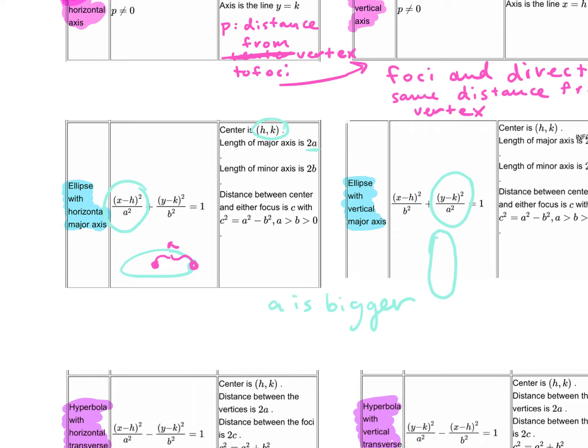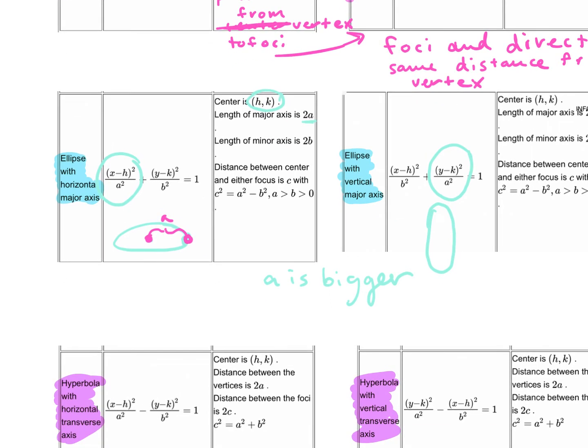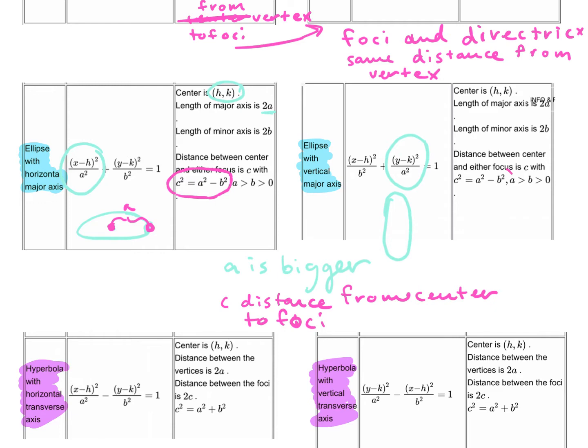And then we use this formula here to find our A, B, or C. So depending on what the question asks, sometimes it could give you A and B, you have to find C. You use C to find the foci, because C is the distance from the center to the foci. It's the same formula here, so it doesn't matter if it is horizontal or vertical, use that same. C squared is equal to A squared minus B squared.